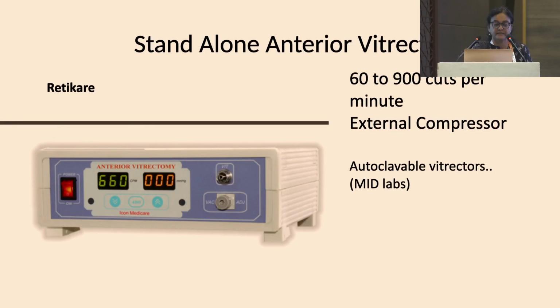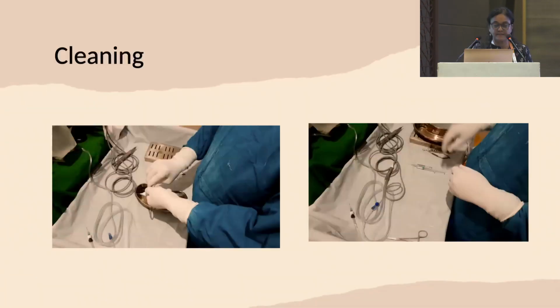Coming to the Rheticare standalone anterior vitrectomy units, which most manual small incision cataract surgeons possess. This offers a maximum rate of 900 CPM. It has to have an external compressor. But the advantage is you can use autoclavable vitrectors with this machine. Autoclavable vitrectors are available from Mid Labs.